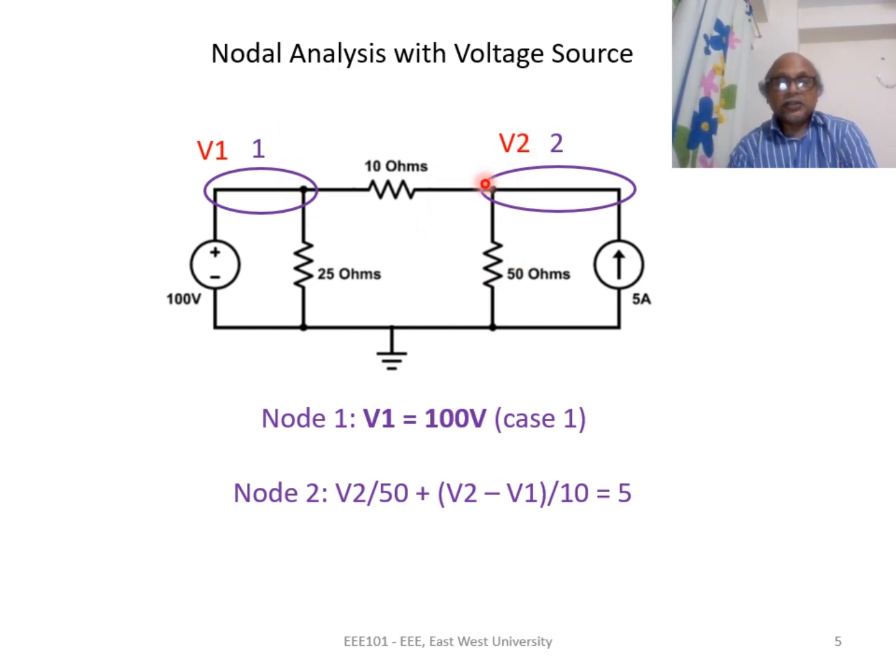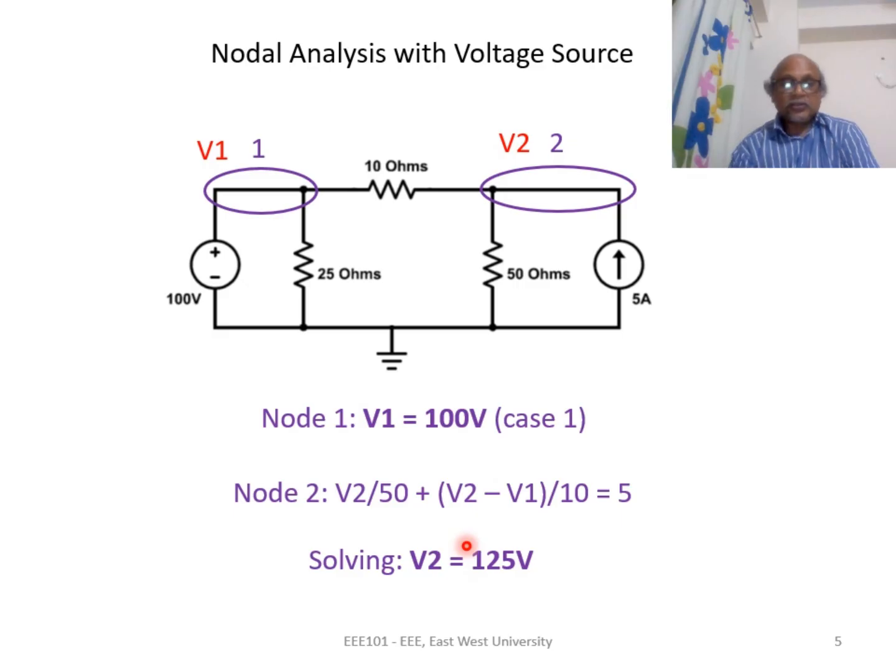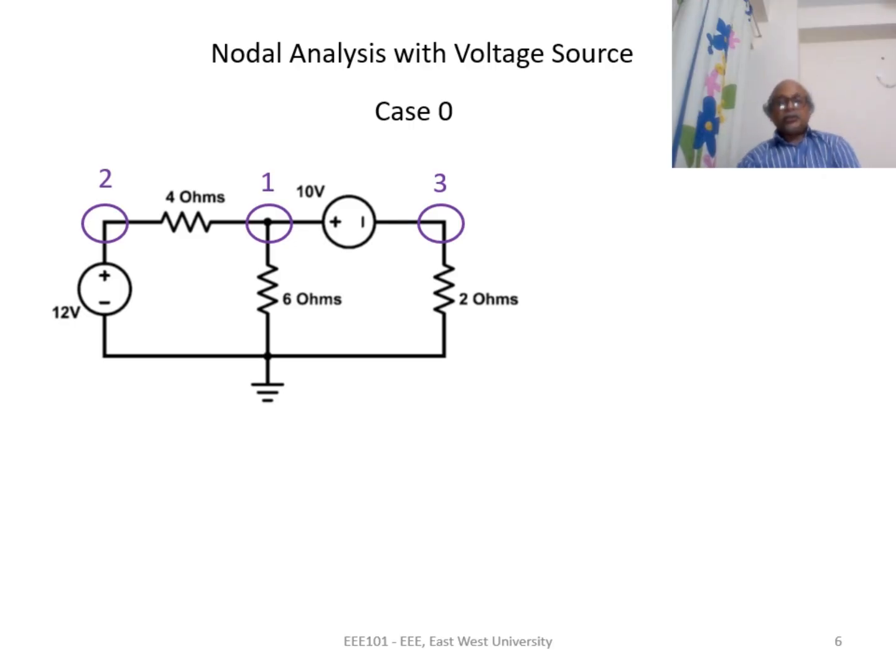For 10 ohms, the current leaving node 2 through 10 ohms is (V2 minus V1) by 10. So these are the two currents of the two resistances. On the right hand side, the current source current, 5 ampere, is entering, so this is positive. If we solve these two equations, we get V2 equal to 125 volts. So this is the essence of case 1, that the magnitude of the node voltage is equal to the value of the voltage source. Now let's look at case 2.